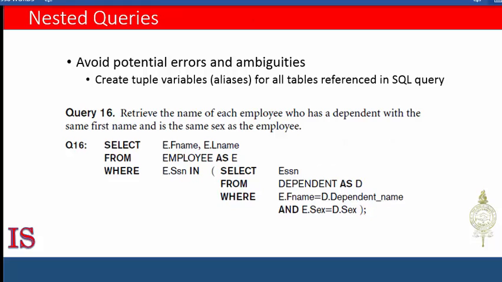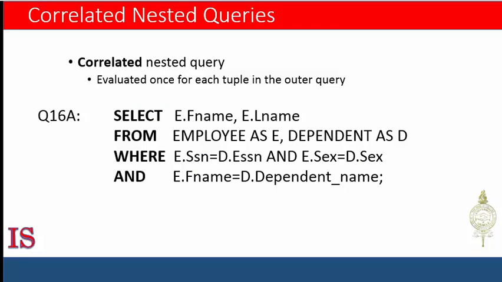In general, a query written with nested select from where clauses and using the equal or IN comparison operators can always be expressed in a single block query. For example, this Q16 can be written as Q16A. There are no nested queries in this one.